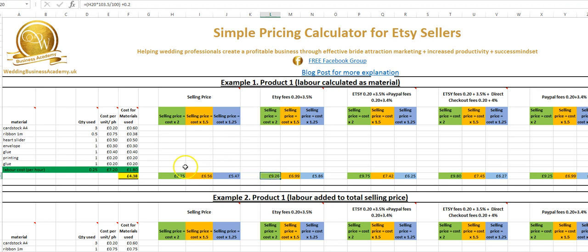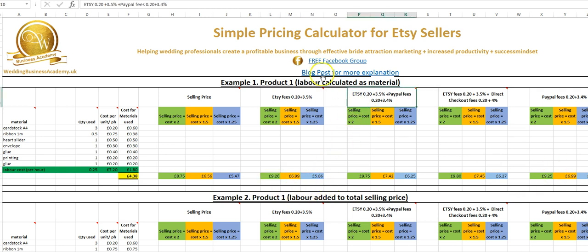So if I was to use this formula of selling price is equal to cost times 2, I should, like here, be selling my product at 9.26. And if I use this formula where selling price is equal to cost times 1.5, I should be selling my product at $6.99. And again here, it's a different price. So as you can see, $5.86 is a much more realistic price to sell an invitation at than $9.26, for me anyway.